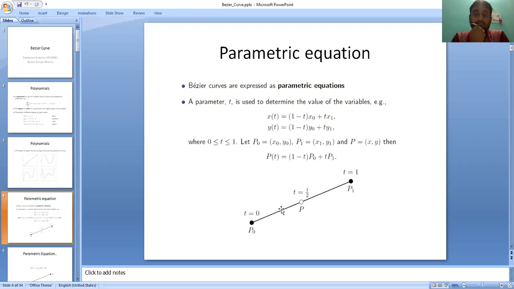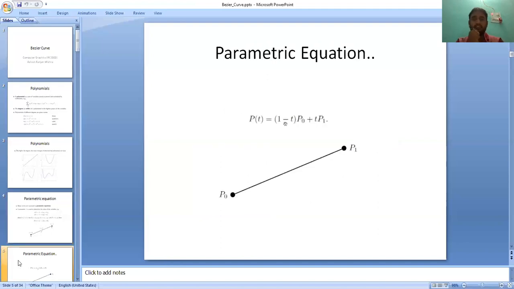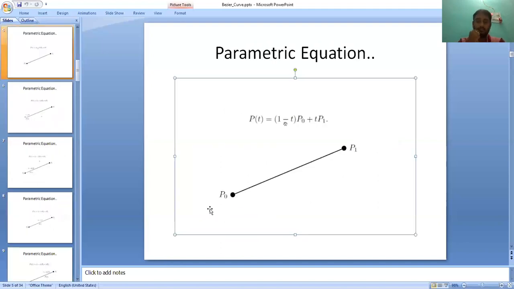So what we are concluding here is that whenever we have to calculate a point on the straight line, there is always the contribution of both endpoints. So we can write this in the combined form, that P(t) is equal to (1 minus t) P0 plus t P1. Again, the same thing I've written here. This is the parametric equation of a straight line.